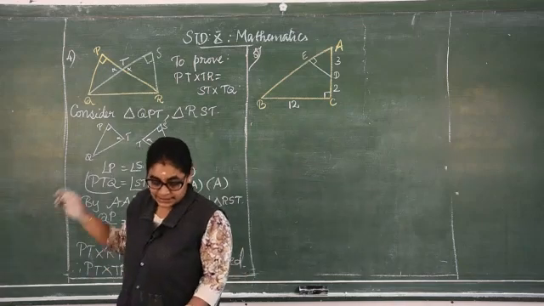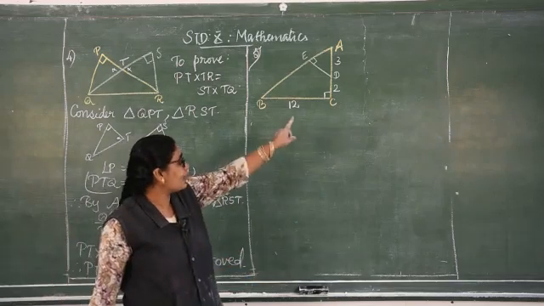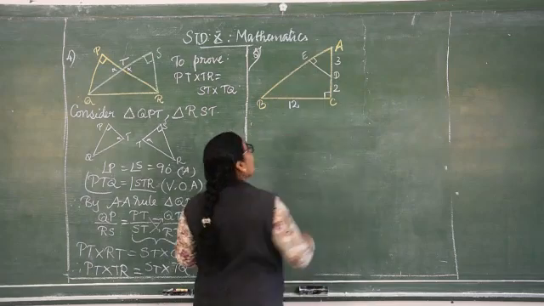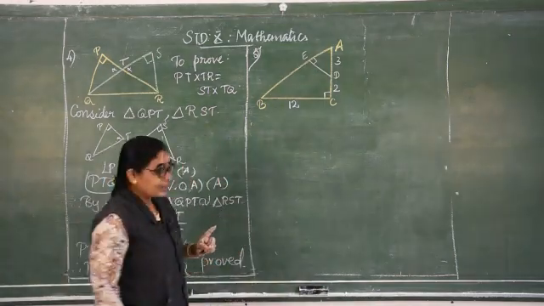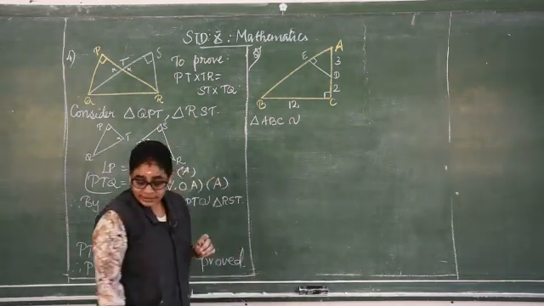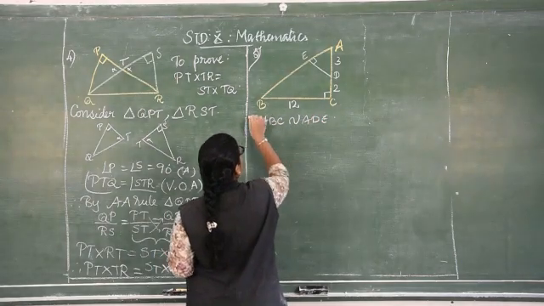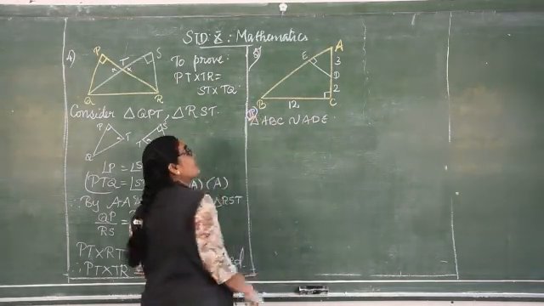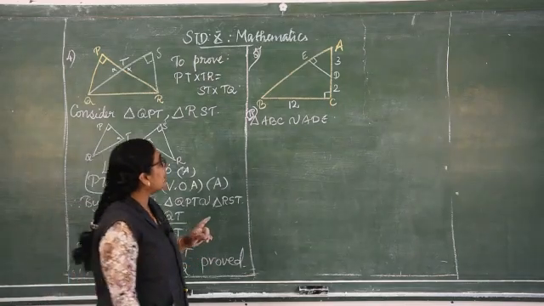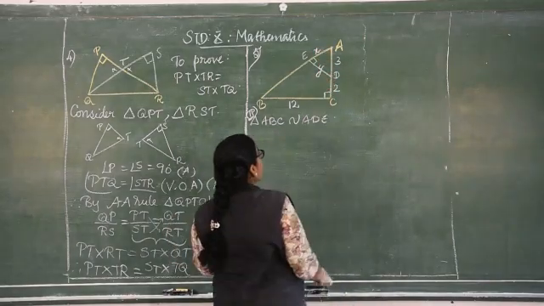In the adjacent diagram, triangle ABC is right angled at C, and DE is perpendicular to AB. Perpendicular to AB means it is also 90 degrees. Then prove that triangle ABC is similar to triangle ADE. This is to prove. Then we have to find the length of AE and DE. AE is X and DE I am writing as Y.